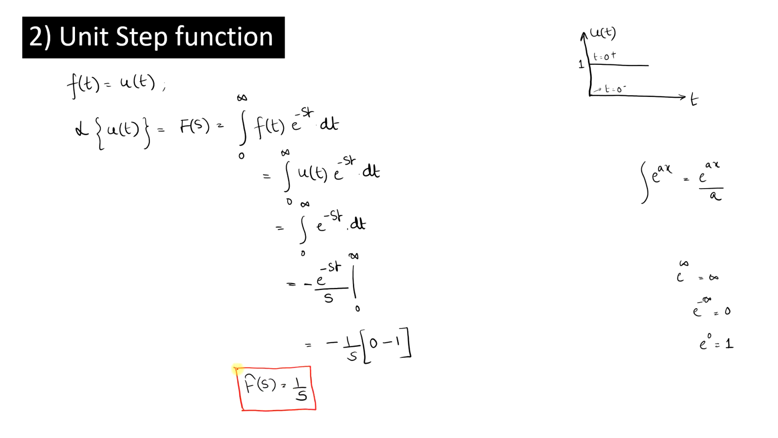Moving on to the third type of functional transform, that is the impulse function. The impulse function is represented as f of t equal to delta of t, and taking the Laplace transform of the delta function, we have f of s equal to integration 0 to infinity delta of t e power minus st dt.